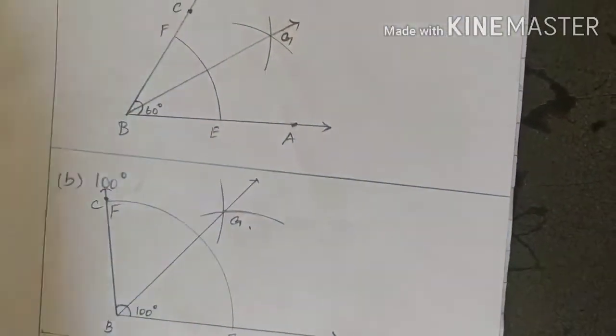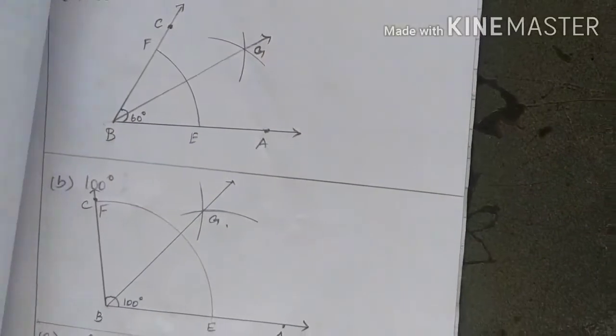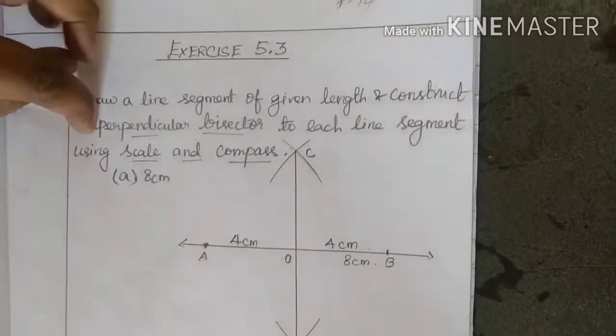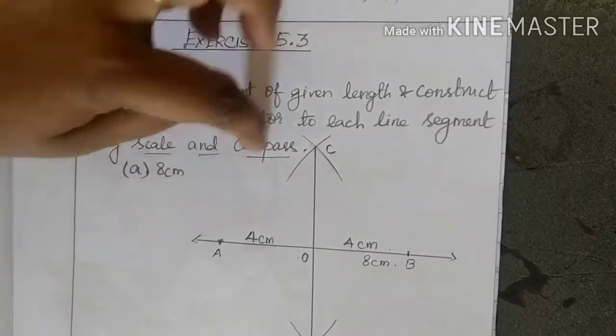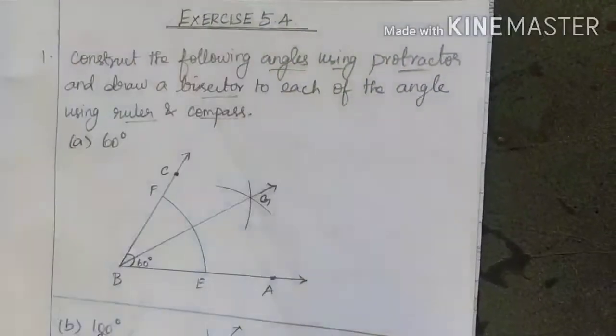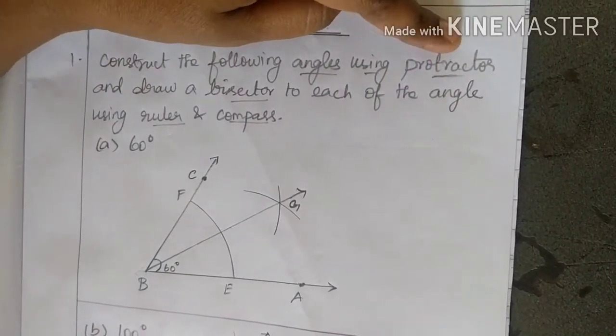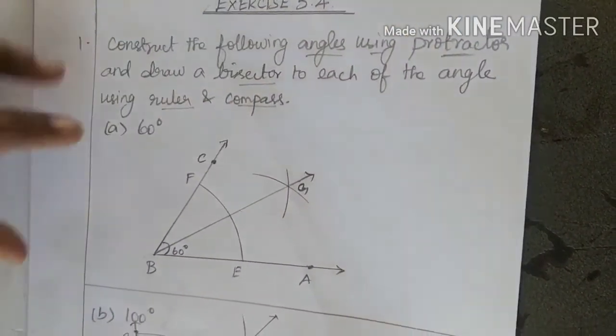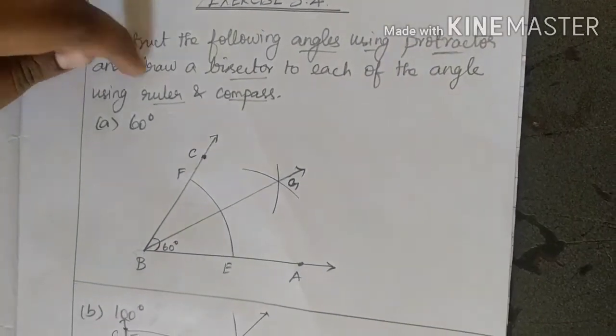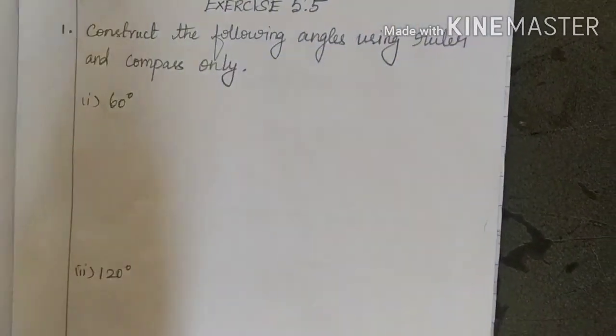Okay children, now read the question first. In 5.3, perpendicular bisector, they said to use scale and compass. Then in 5.4, angular bisector, they said to use protractor, ruler and compass. Ruler is nothing but the scale. So protractor, scale and compass we had used.